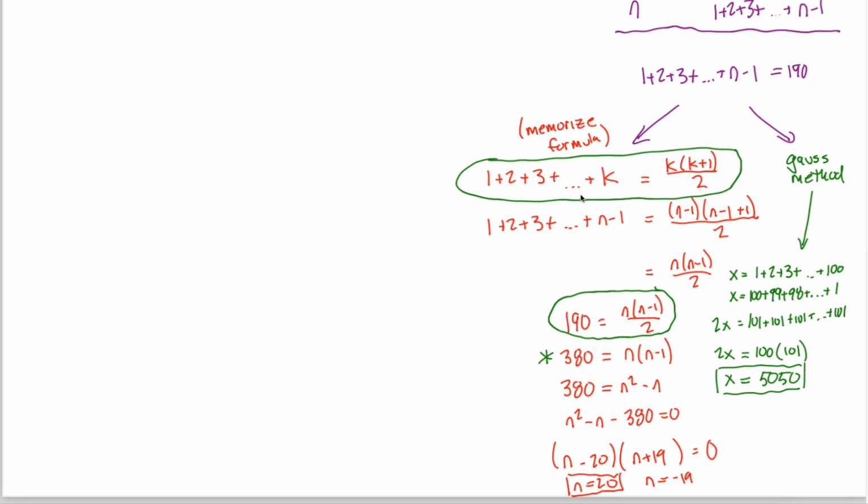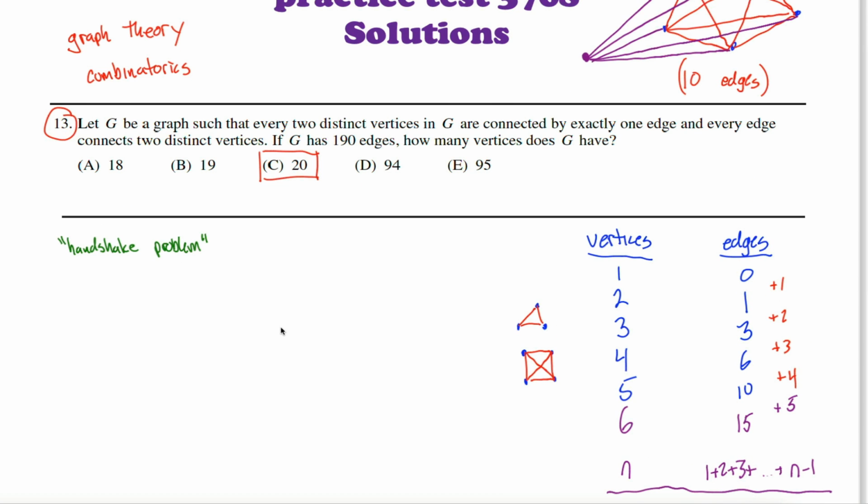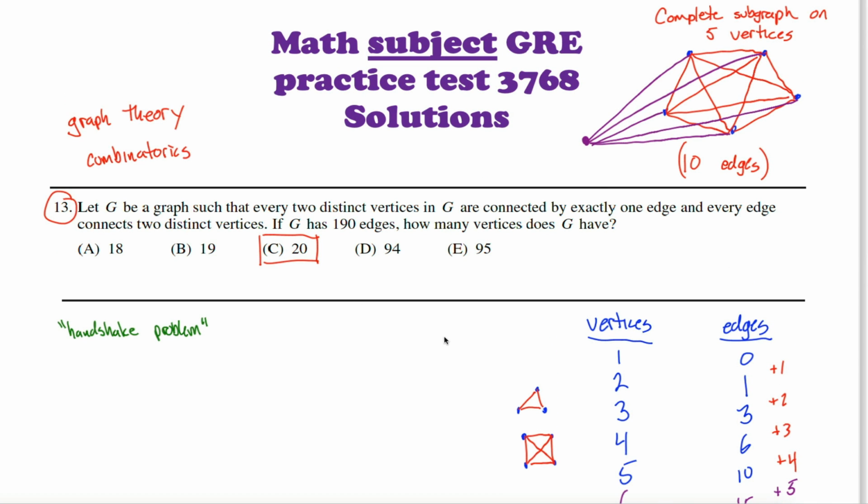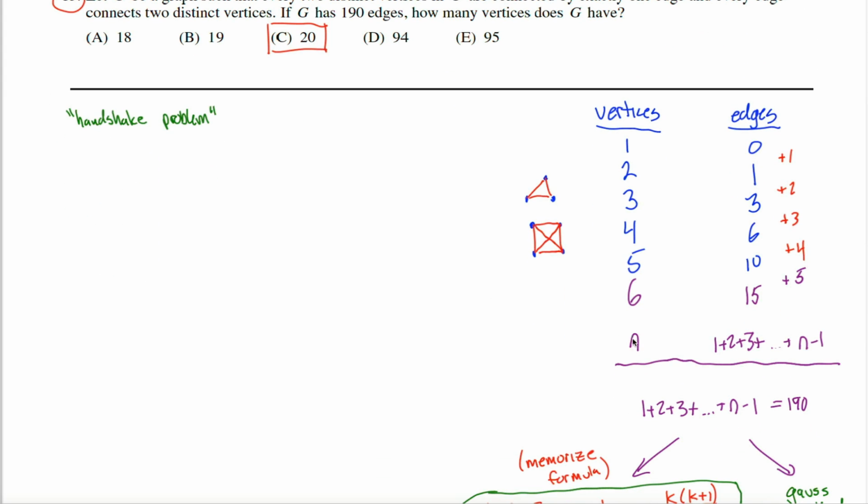What else do I have to say about this problem? Oh, I told you it was called the handshake problem. You're like, where do the handshakes come in? Well, we were able to figure out that if we have n vertices, the number of edges would be the sum of the positive integers from 1 up to n minus 1. We did that by considering some cases, discovering this pattern, which we actually justified a little bit, and then coming up with this formula. However, you can come up with this formula without ever considering smaller cases, which is kind of cool. That's the idea with the handshake problem.